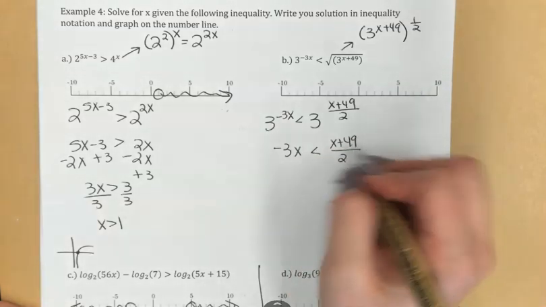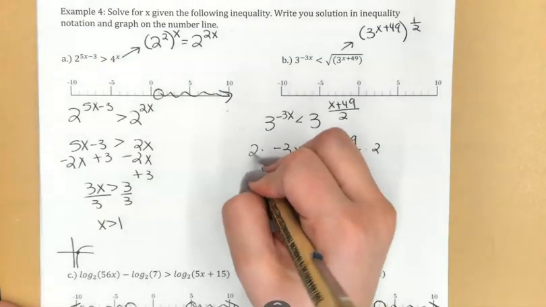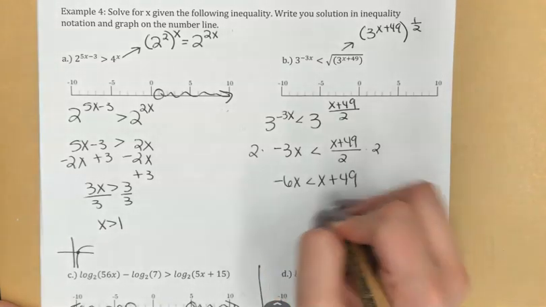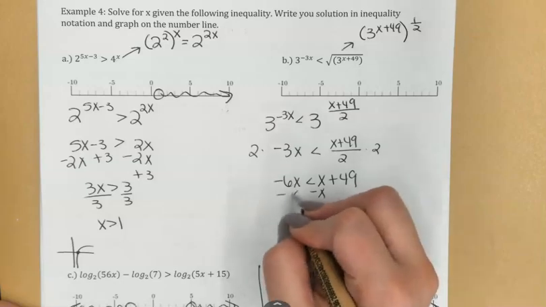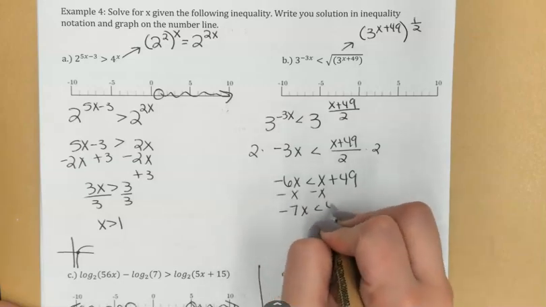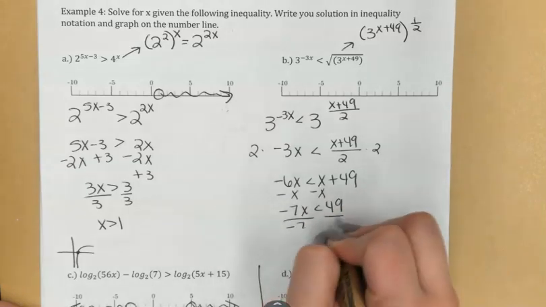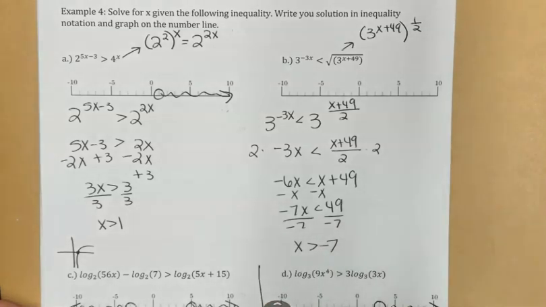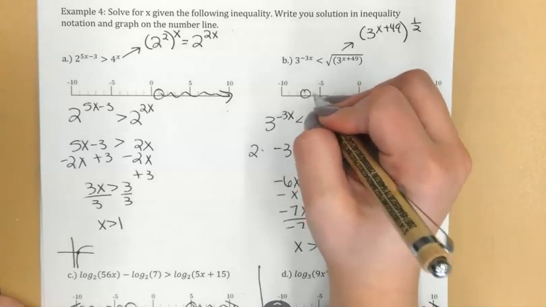So to solve this for x, I could multiply both sides by 2. Then I can subtract x. And then I'm going to divide by negative 7, which means my inequality is going to change directions. And so my answer here is when x is greater than negative 7.